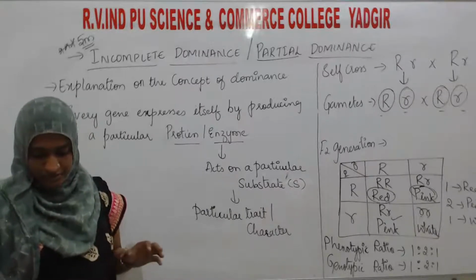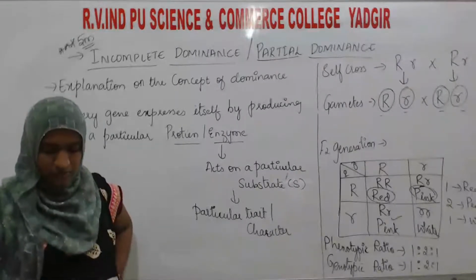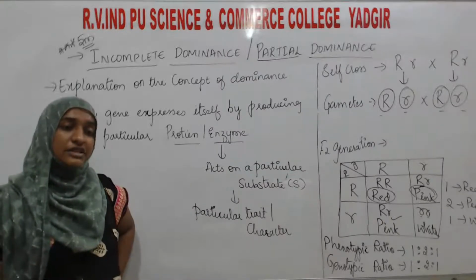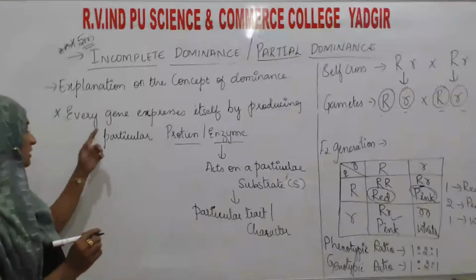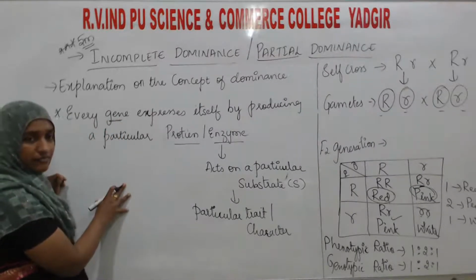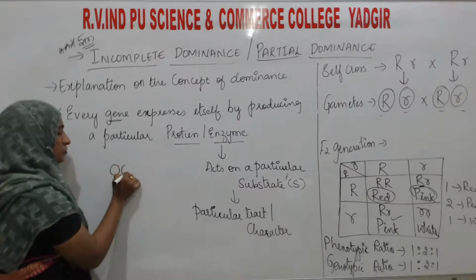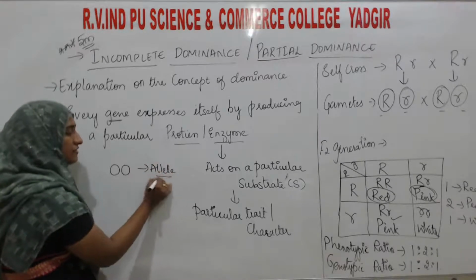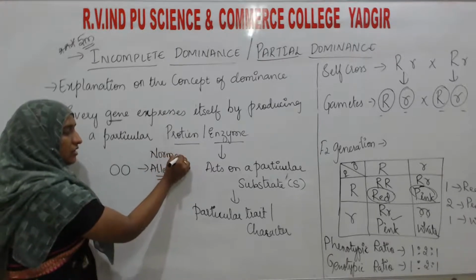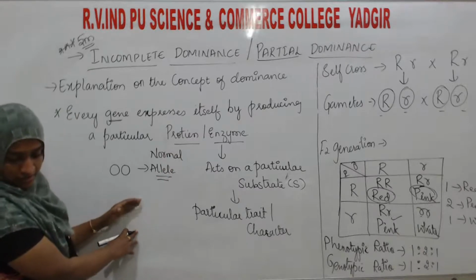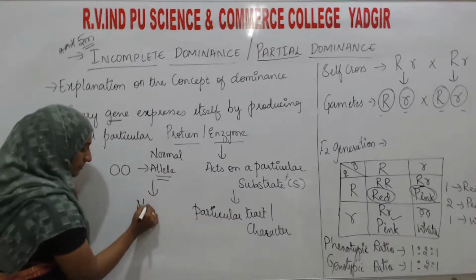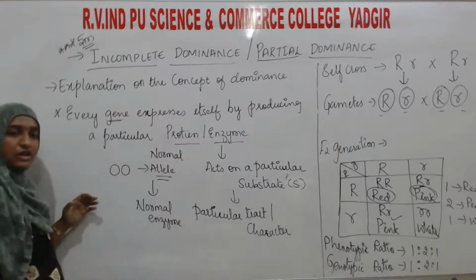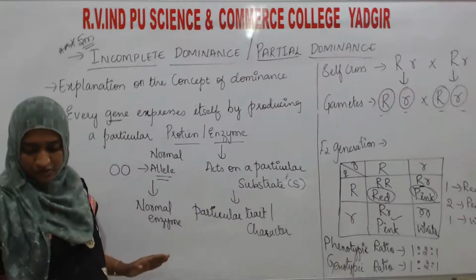Okay, so this is about it. And one more thing, during this binding, a normal allele will produce a normal enzyme. Normal allele means what? Here I am telling every gene expresses itself. Genes will be present in pairs. These are the two genes which are present in pairs, which we can call the allele. If this allele is normal, this normal allele will produce a normal enzyme. What does it produce? If the allele is normal, it produces a normal enzyme.